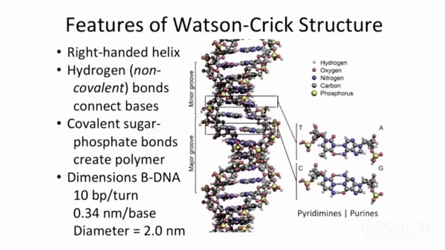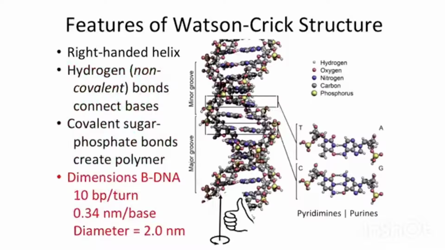The helix itself is right-handed. That is, if you hold your right hand with your thumb pointing upwards, your fingers will wrap around the helix in the direction that the strands wrap around each other. So DNA is a right-handed helix with hydrogen bonds between the two strands and covalent phosphodiester bonds creating the polymeric structure.